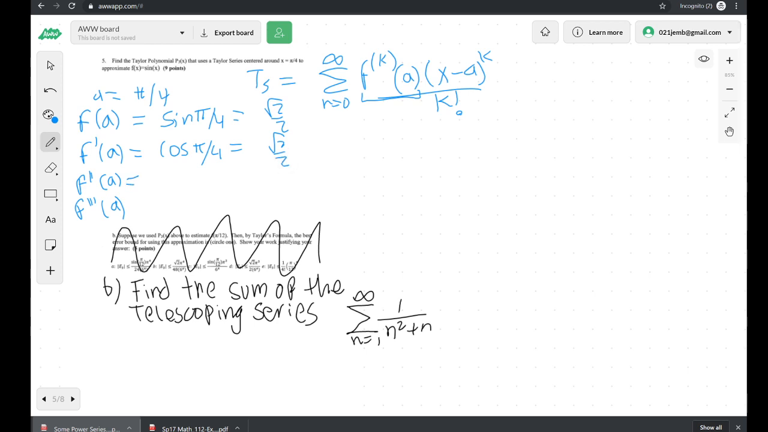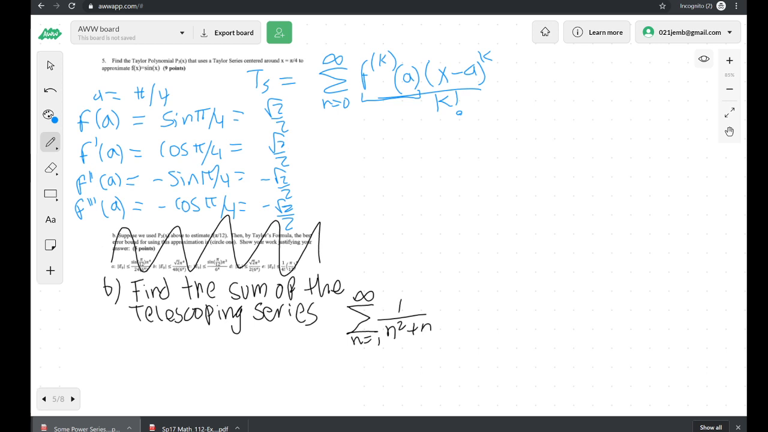Now, f double prime of a, that will be negative sine of x, so negative sine of pi over 4 is negative root 2 over 2. And the same for negative cosine of pi over 4: the derivative of negative sine is negative cosine, and you get negative root 2 over 2. All right, we found all the needed derivatives and the needed value of the function at a.